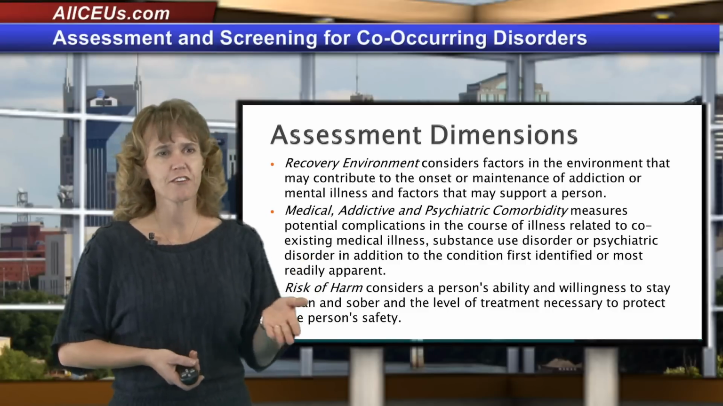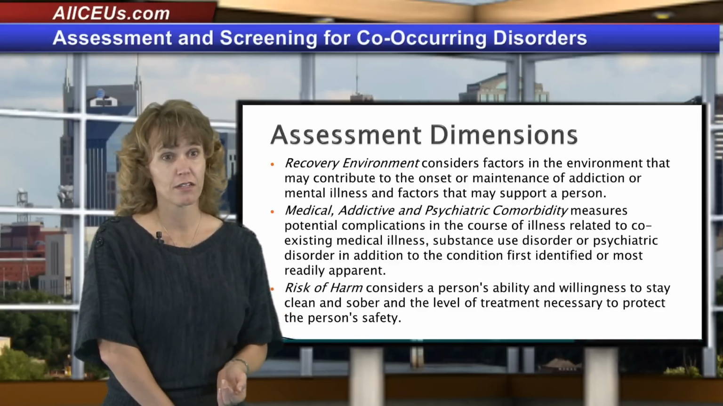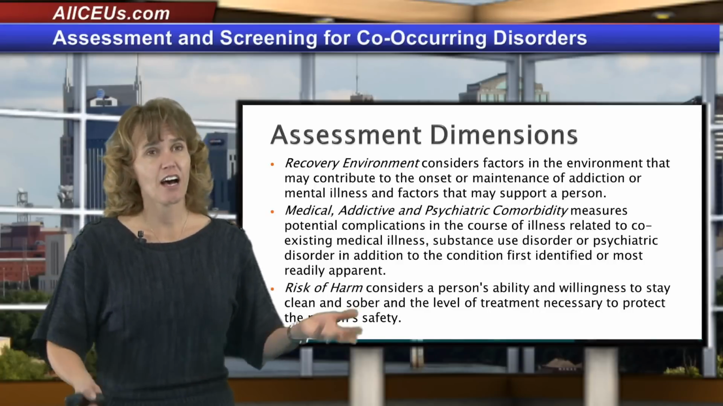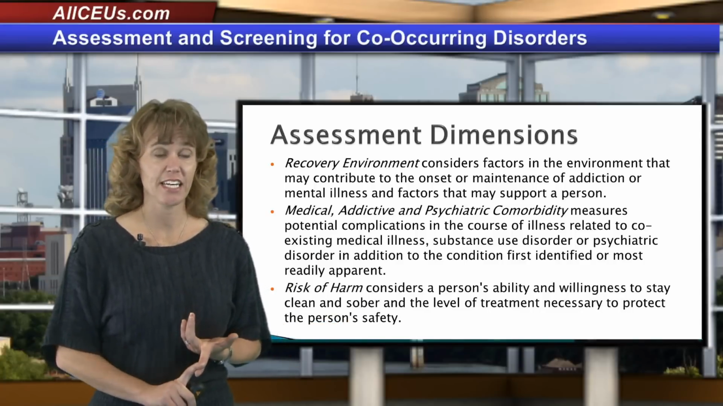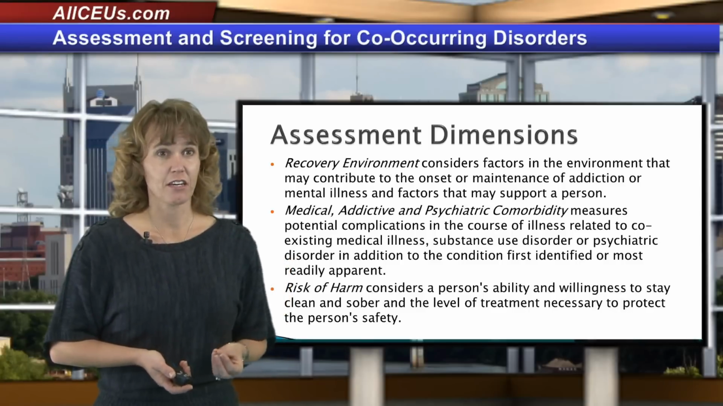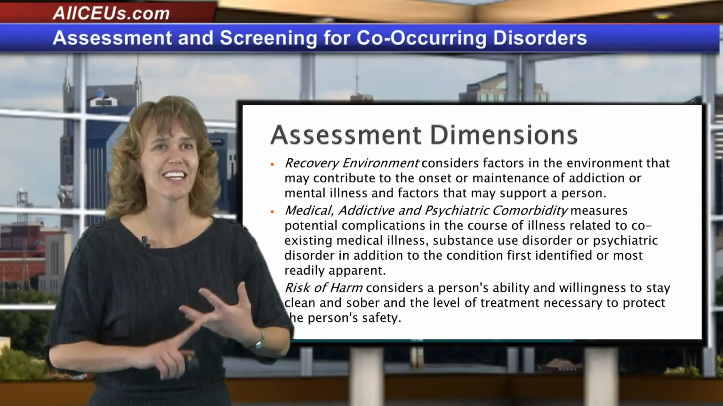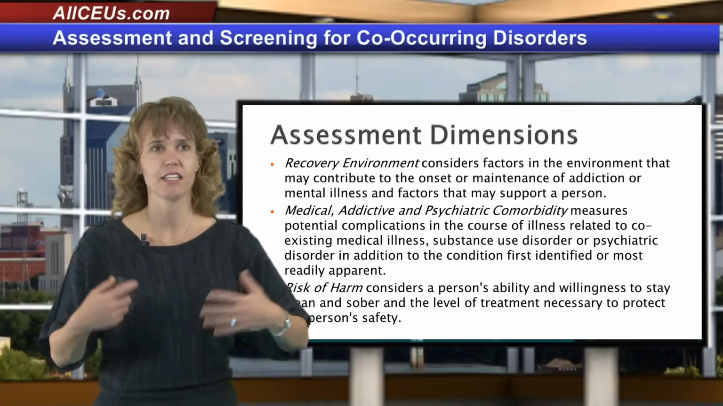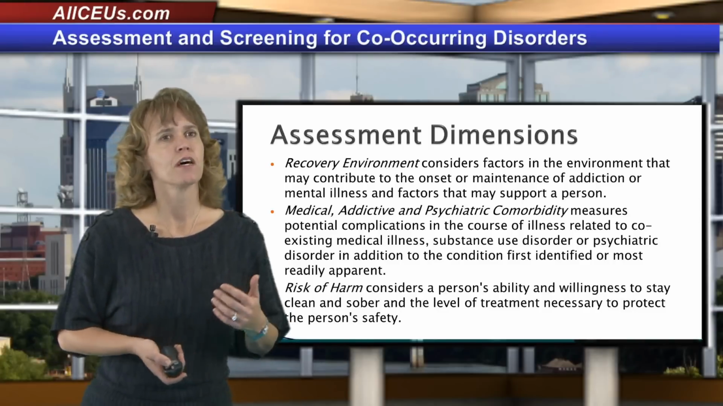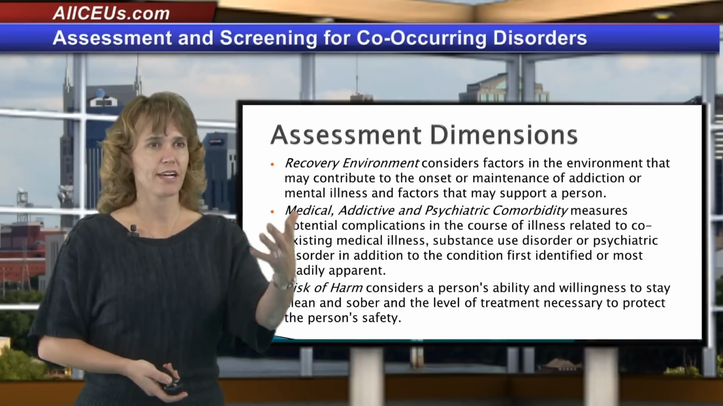We want to assess risk of harm, the person's ability and willingness to stay clean and sober, the level of treatment necessary to protect the person's safety, and obviously their suicidal and homicidal ideation and ability to go through activities of daily living. Are they able to drive safely? Are they remembering to lock their door? Are they going to forget and leave the oven on because they've got some early onset dementia? These are all things to take into consideration when making your recommendations.